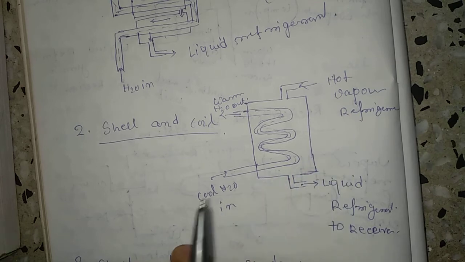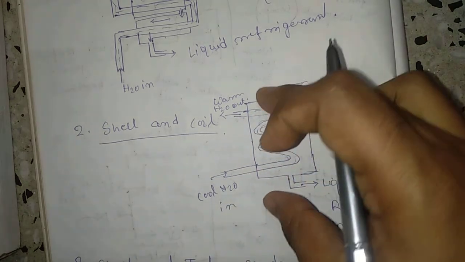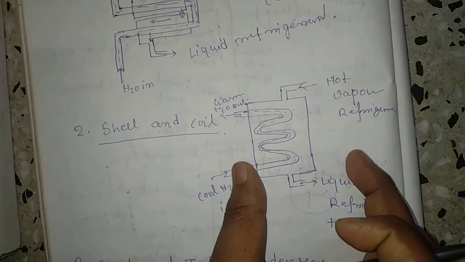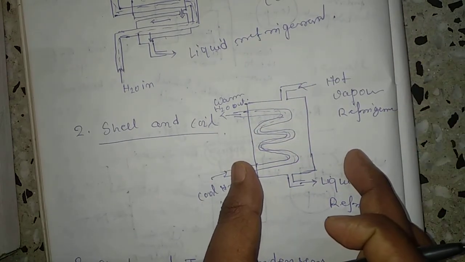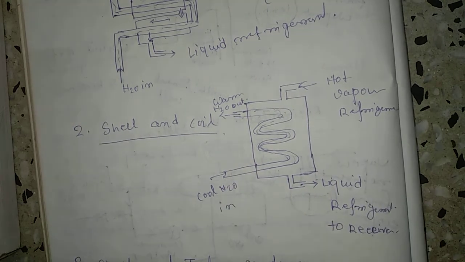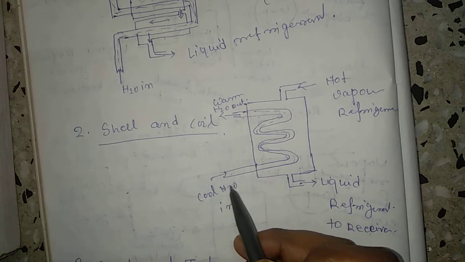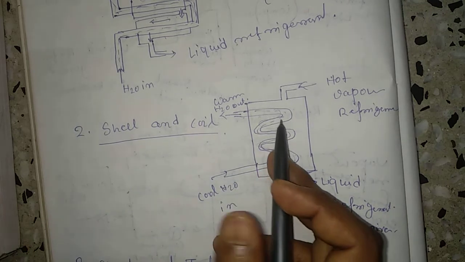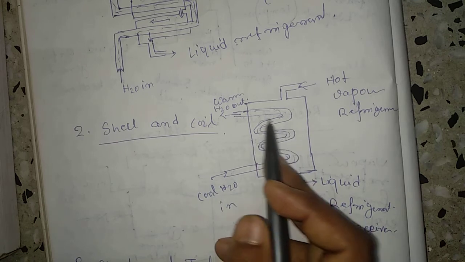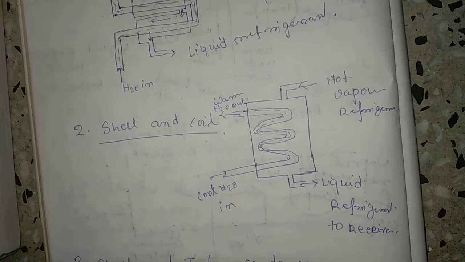The shell and coil condenser may be vertical or horizontal. It can be situated in this type also. Most vertical shell type condensers are basically counter flow systems. So this is called the shell and coil type condenser, in which the water flow enters into this section and leaves from that section, and hot vapor refrigerant enters.